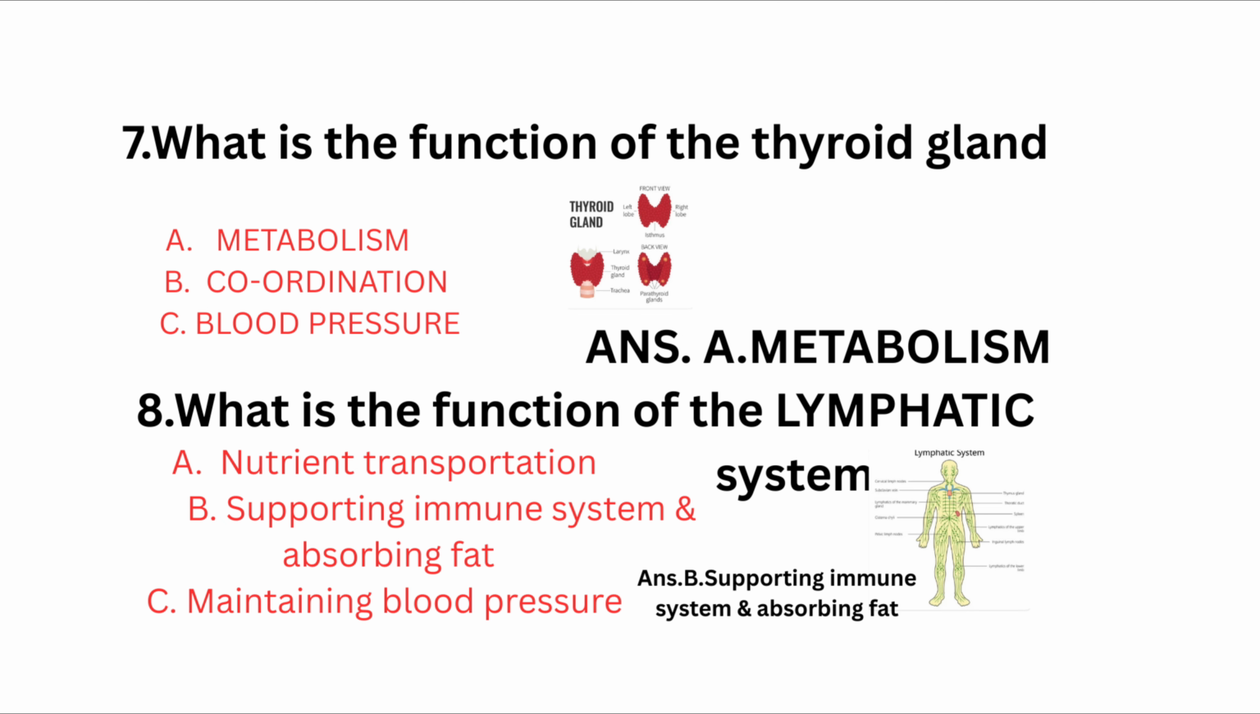Number 7. What is the function of the thyroid gland? A, metabolism, B, coordination, C, blood pressure. Answer is metabolism, managing the metabolic rate of the body. Question number 8. What is the function of the lymphatic system? A, nutrient transportation, B, supporting immune system and absorbing fat, C, maintaining blood pressure. Answer is B.